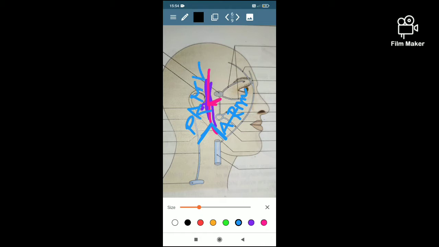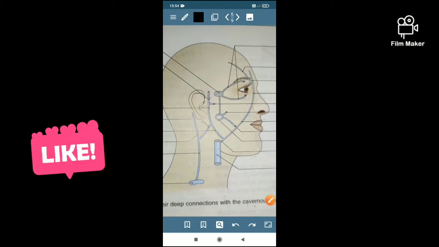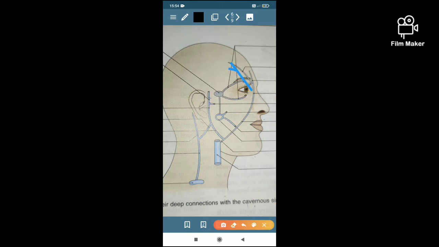And as I show you here, the supraorbital and supratrochlear unite to form the facial vein. Here the facial vein unites with the anterior retromandibular vein and forms a common facial vein. So you should remember this also. And this common facial vein drains into the internal jugular vein. So this is the internal jugular vein.